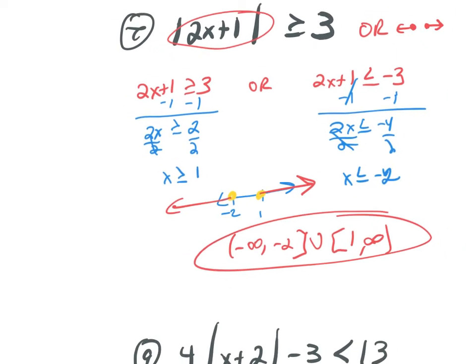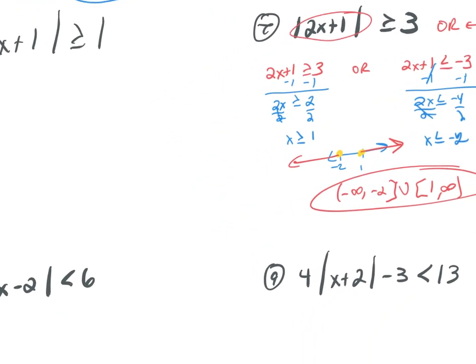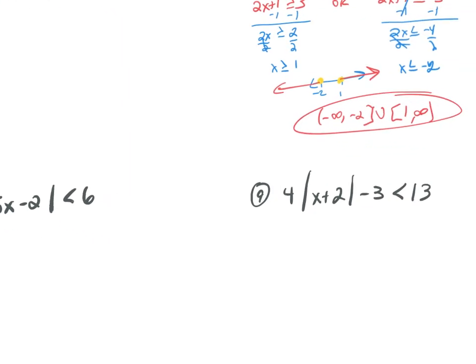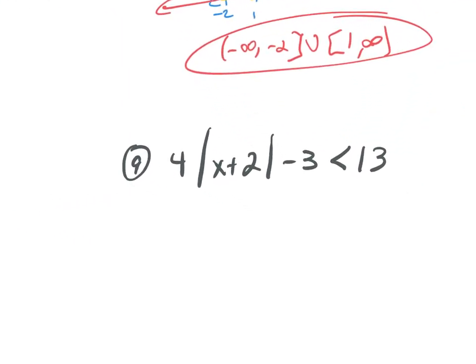Questions? All right, let's look at 9. How's 9 a little bit different? Yep, perfect. You have to isolate the absolute value. It has to be by itself.